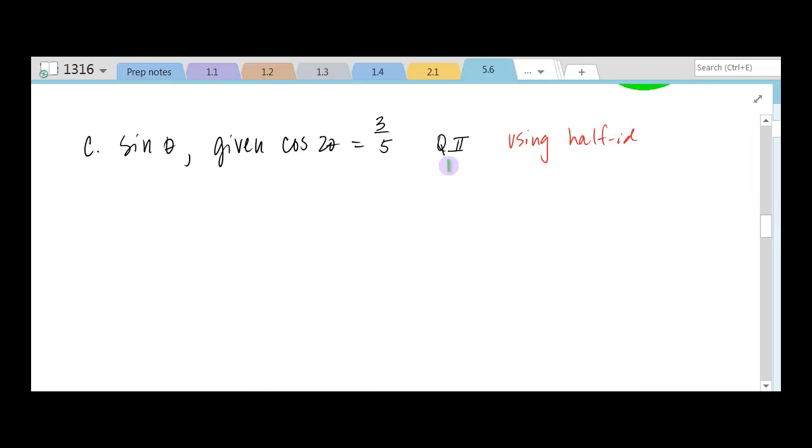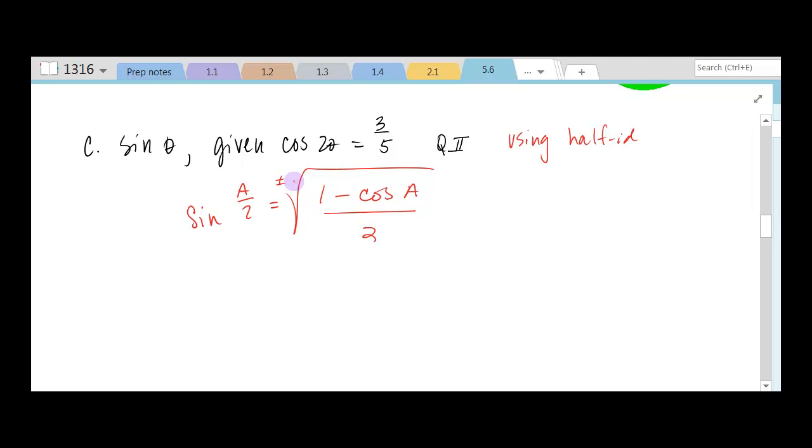Given a different scenario, we're still going to apply the half angle identities that we're working with. We're given that the cosine of 2 theta is 3/5, and I want to find out what the sine of theta is using the half angle identity. The half angle identity for sine says the sine of a over 2 is equal to the square root of 1 minus the cosine of a, divided by 2, so plus or minus.